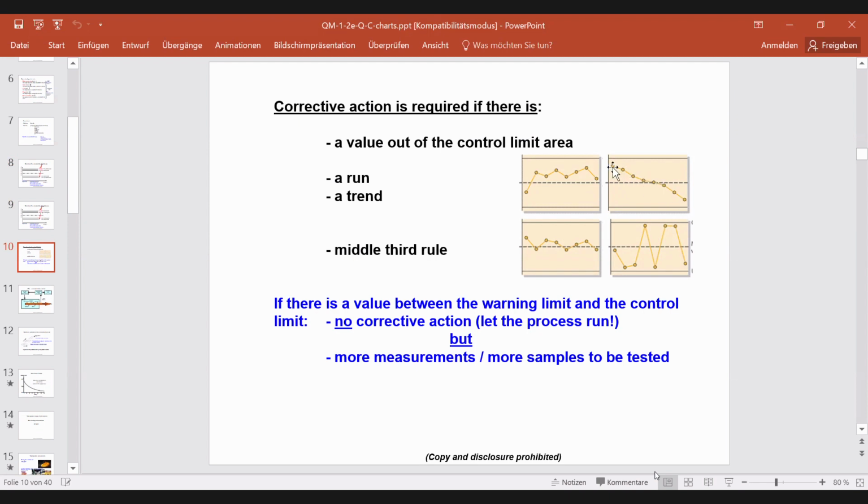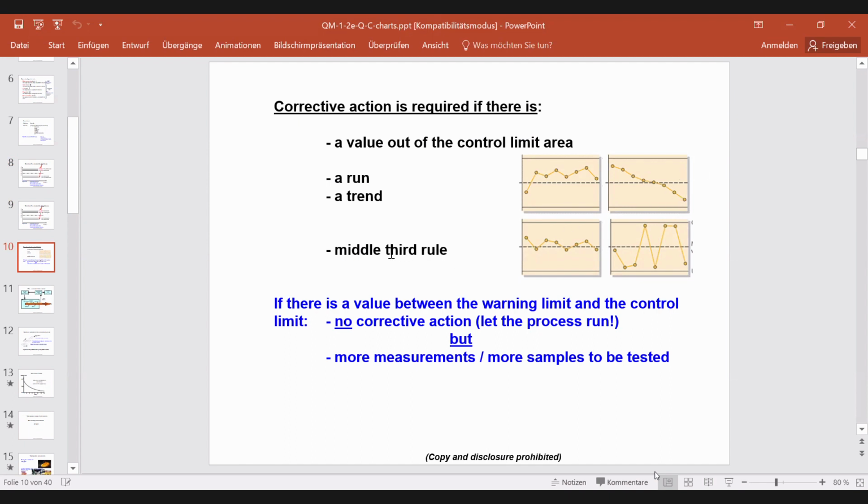This is a trend. Here you also get an alert or alarm of the computer. And a trend is if you have 7 measurements or more going down or going up. So if you have 7 measurements or more which are going down, like here in the figure, or going up, then it is also a failure, it is a problem, and you get an alarm, an alert from the computer.